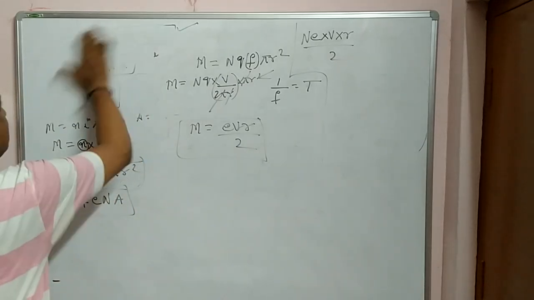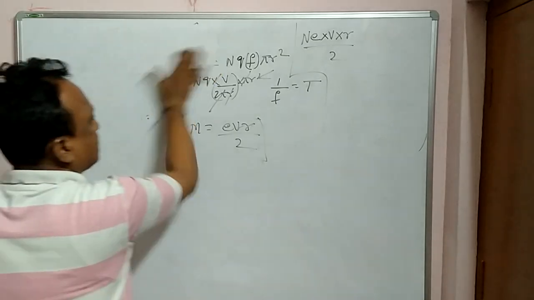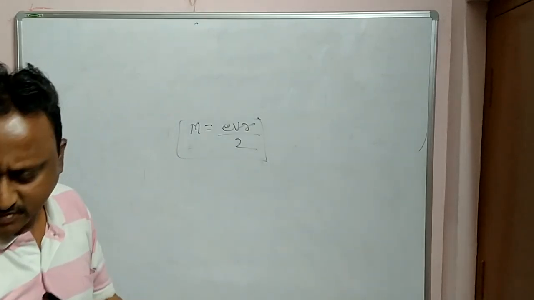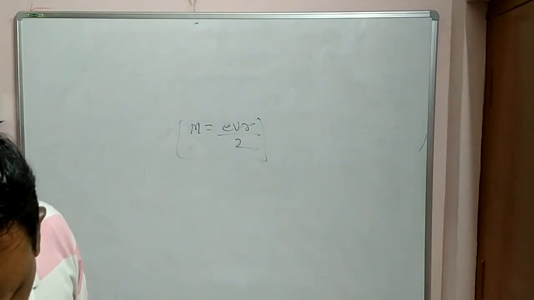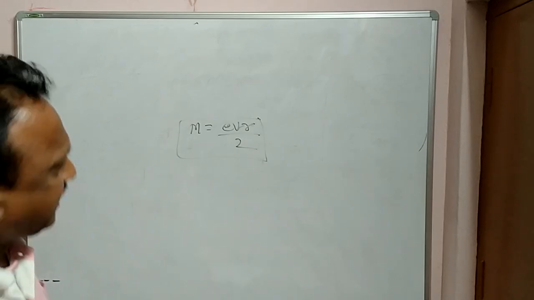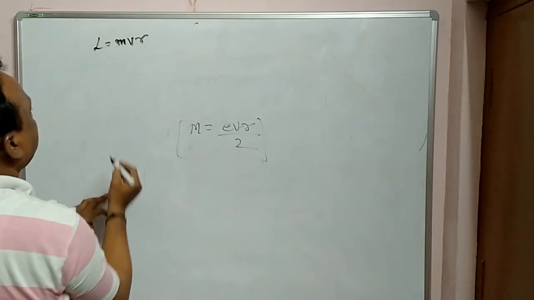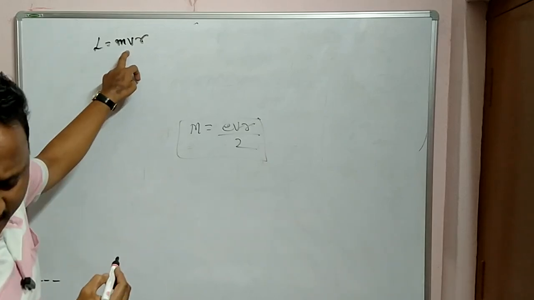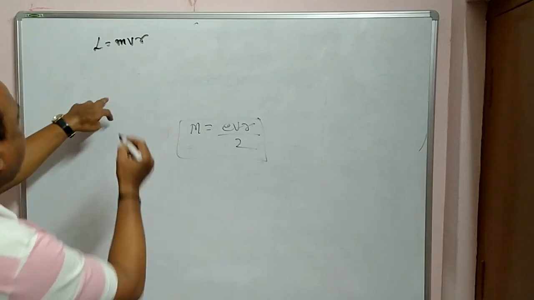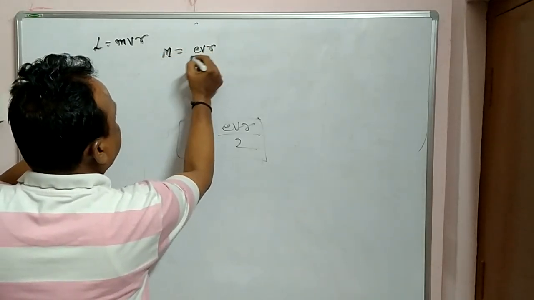Let us go to the next one. Okay, so almost over now, the chapter is about to complete. The magnetic dipole moment in terms of radius, charge and other quantities, we got as EVR by 2. Suppose we go in terms of angular momentum, MVR. Okay, what happens, we'll see. L is equal to MVR and we have capital M equal to EVR by 2.